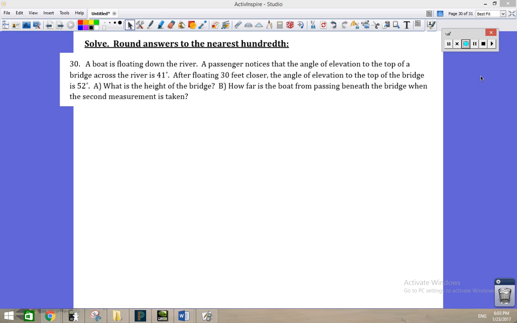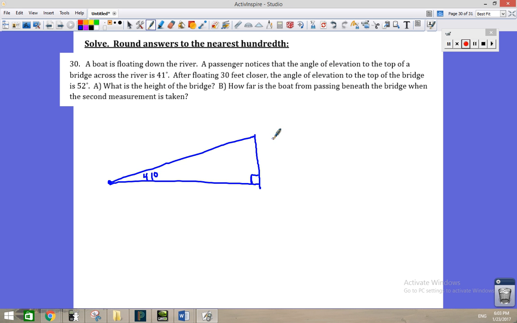And then next, how far is the boat from passing beneath the bridge when the second measurement is taken? Okay, so it's similar to some problems that we did in class and on homework. Here's your boat. Here's the bridge. And a person has noticed that 41 degrees is the angle of elevation to the top of the bridge. We'll call the height of the bridge B.